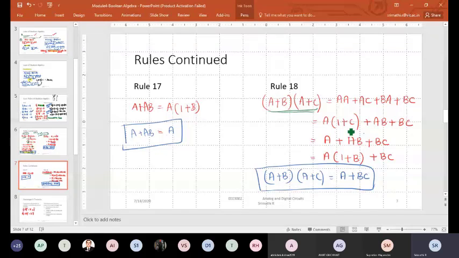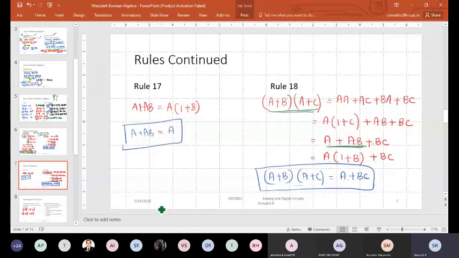1 plus C is 1 again, so A plus AB plus BC. Now again you can take A in common out of these two terms: A into 1 plus B, plus BC. We know 1 plus B is 1 again, so A plus BC. So A plus B into A plus C can be written as A plus BC.